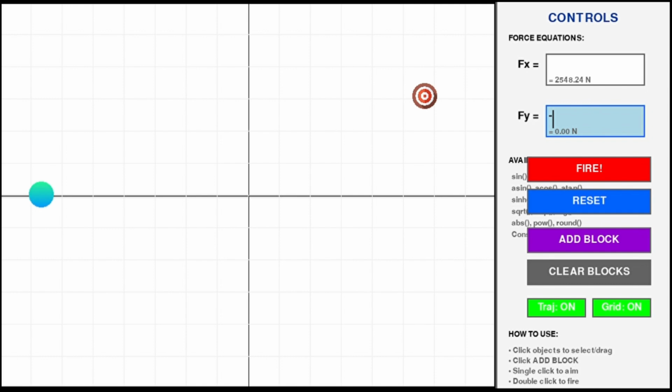Now if you want to make a sine wave, you can put f in the y direction equal to negative y times a constant like 10. Now fire, reset, and fire. As you can see, it goes in a sine wave kind of motion.